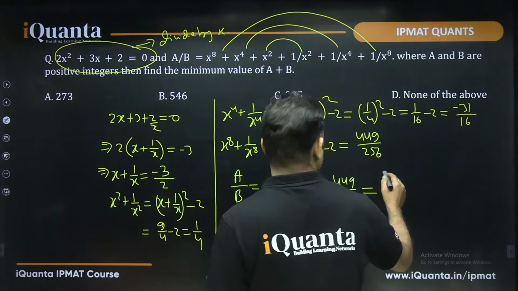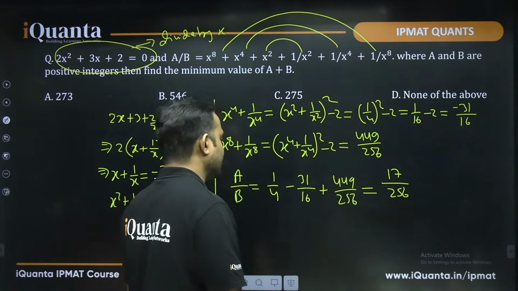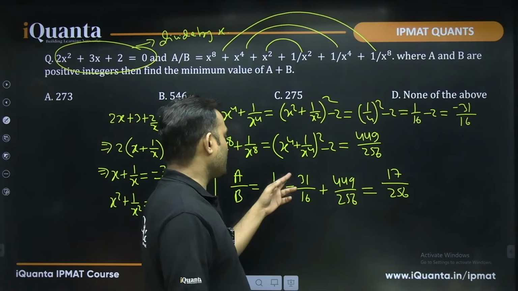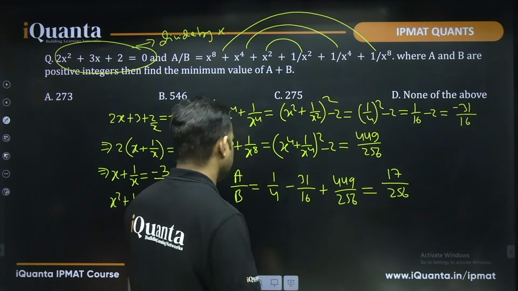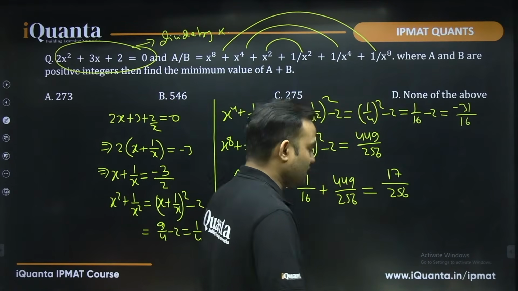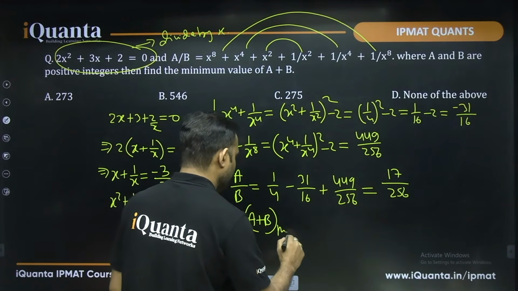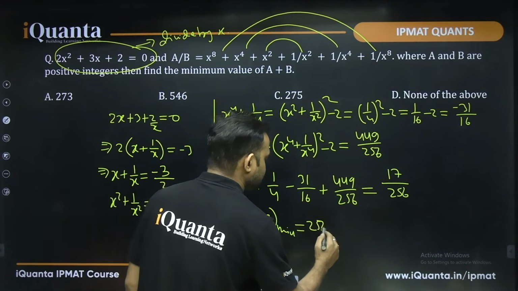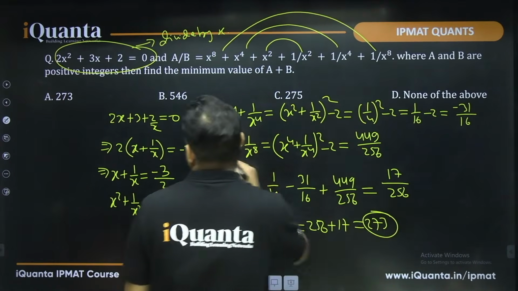(17 by 256). यही आ रहा है, सही है. 64 and 16 into 31 होना चाहिए. So now it's in irreducible form. So the minimum value of a plus b, a plus b minimum will be 256 plus 17, which is equal to 273.